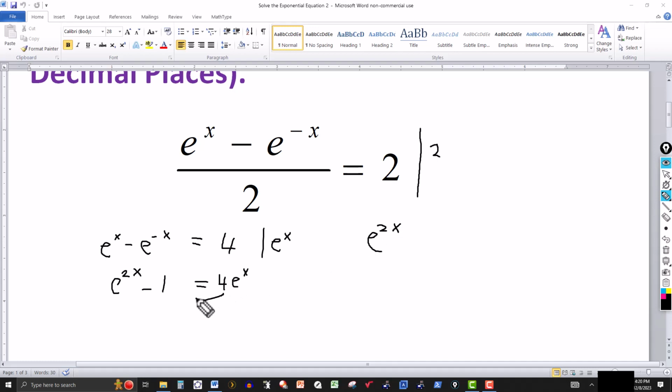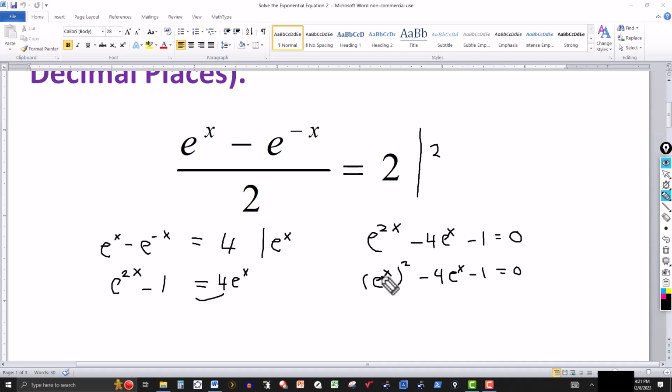Bring this over to the other side, adding a negative 4 e to the x to both sides. It'll give me a minus 4 e to the x. I'll leave this here. Then so you can see this a little bit more clearly, I'm going to write this as e to the x quantity squared minus 4 e to the x minus 1. And that's equal to 0.